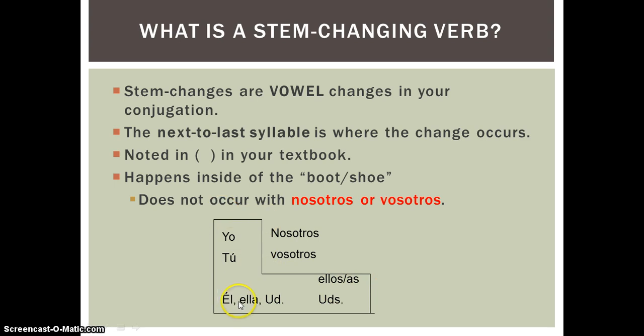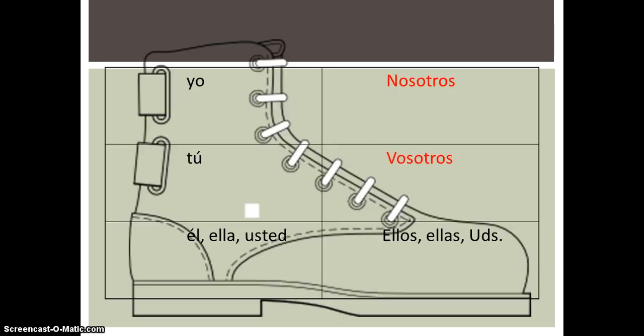So with these verbs, not all 6 conjugations have the stem change. The yo form normally will. The tú form has the stem change. Él, ella, usted will have the stem change. Ellos, ellas, ustedes. But nosotros and vosotros do not. They maintain the original vowel. They do not have the change. And we'll see an example in just a moment.